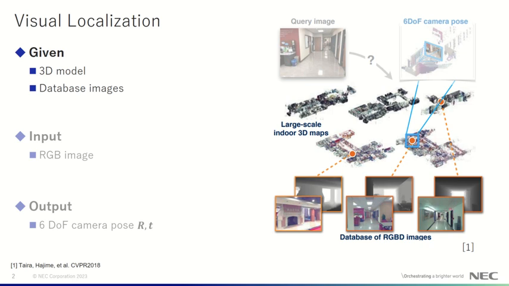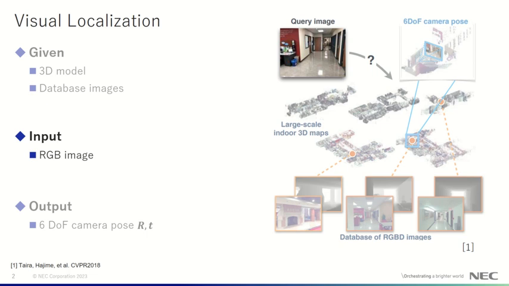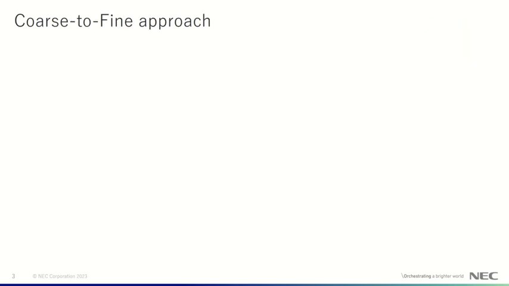Also, a lot of database images are given. They are localized images which capture somewhere in the 3D model, and each pixel of the image is associated with a corresponding 3D point. The input is an RGB image as a query. And what we want to estimate is the 6 DOF camera pose of the query image for the 3D model.